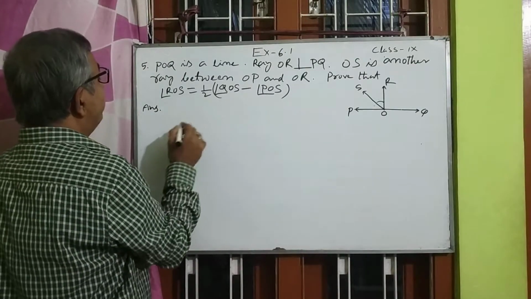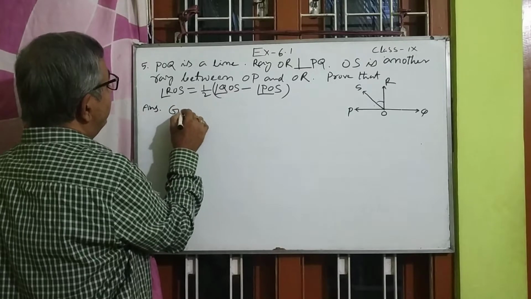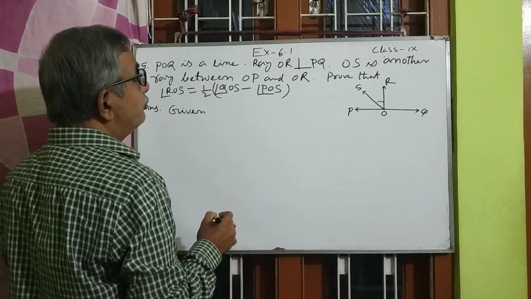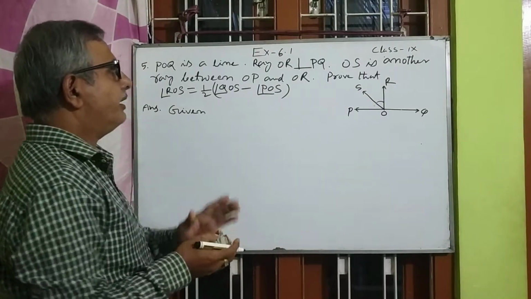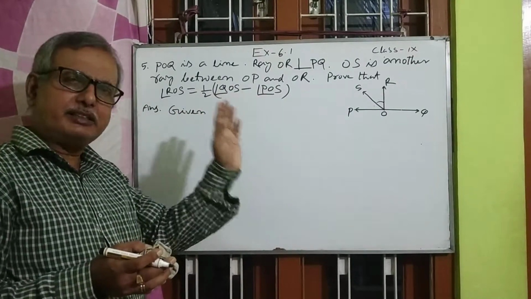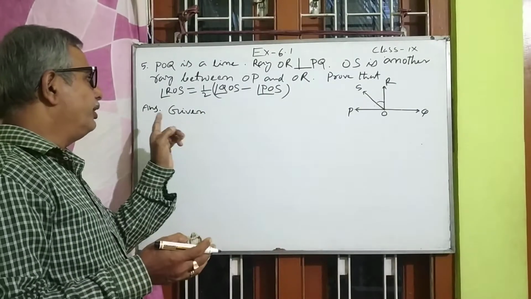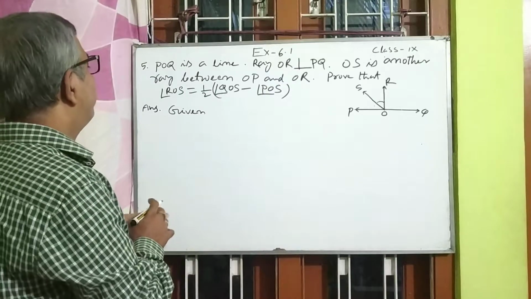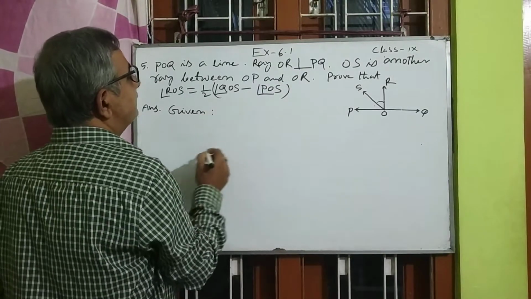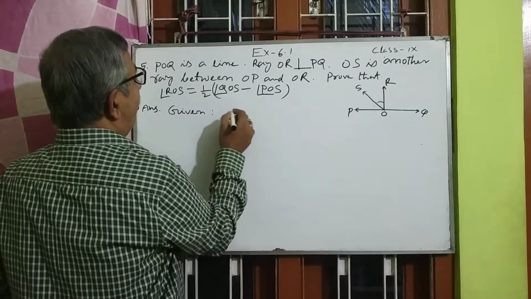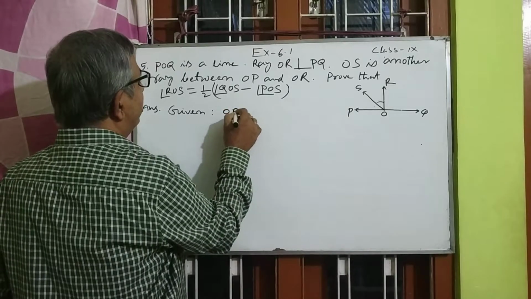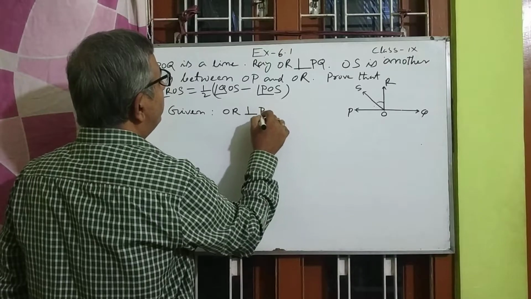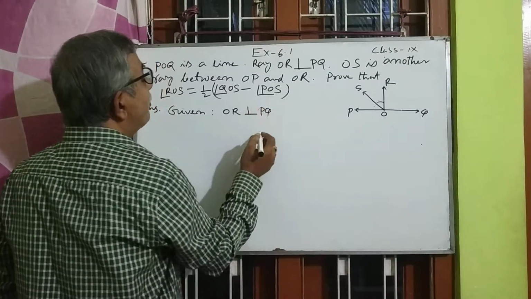What are the things given? Here you will write "Given", not "Let". You use the word "Let" when nothing about A, B, C, D, P, Q, R, S is given, then only you have to suppose and use the word "Let". Here, given. What are the things given? OR, very shortcut I am writing, OR perpendicular to PQ. One more thing is given.